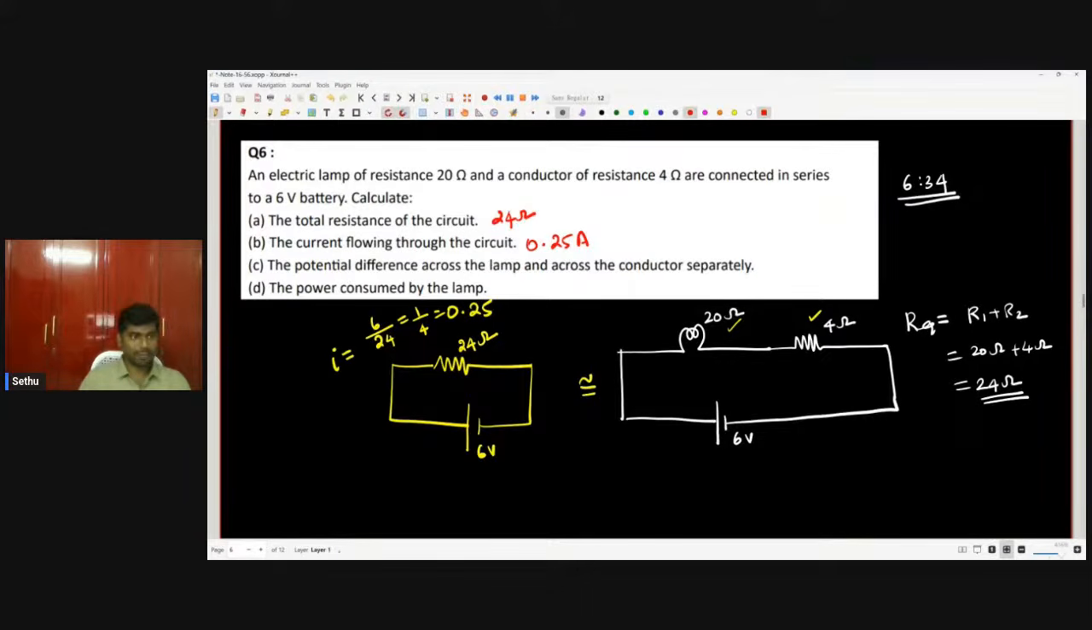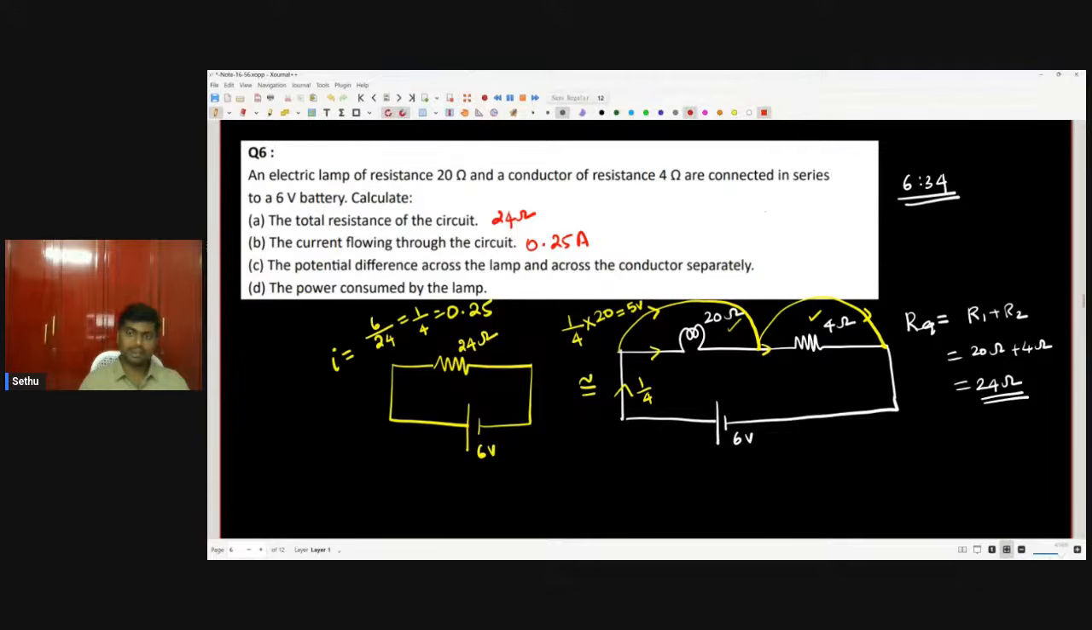Now, the third question: the potential difference across the lamp and across the conductor separately. Right? So you know that this 1 by 4 ampere is flowing like this. For this bulb, if you look at the potential drop along the direction of current, it is nothing but IR. So I is 1 by 4 into R. What is the value of R? 20. So this is nothing but 5.